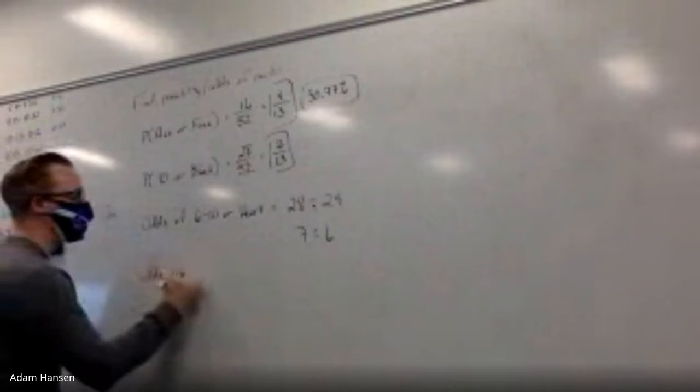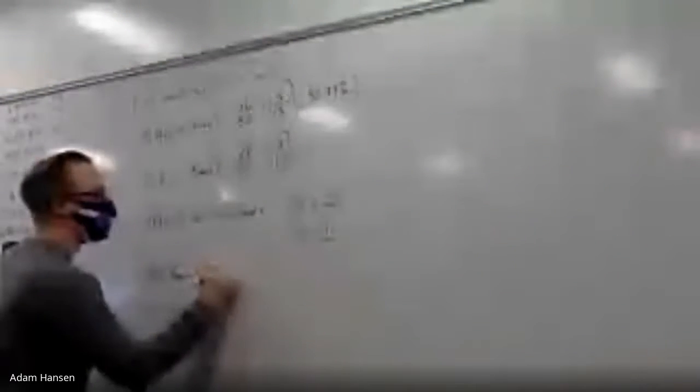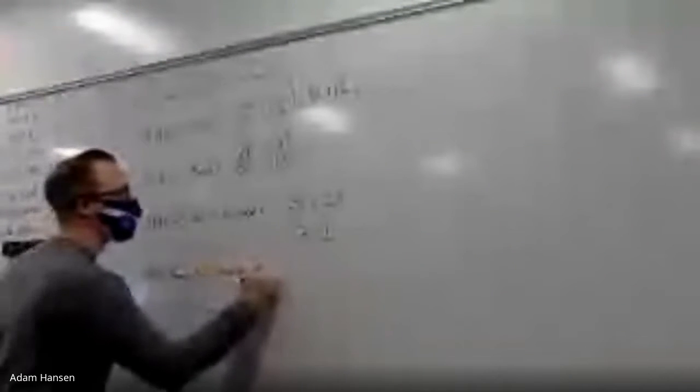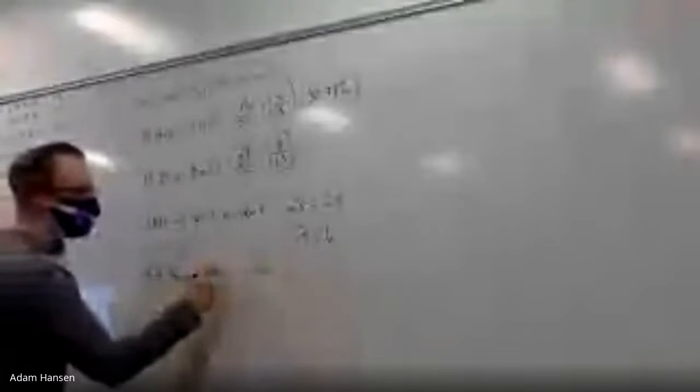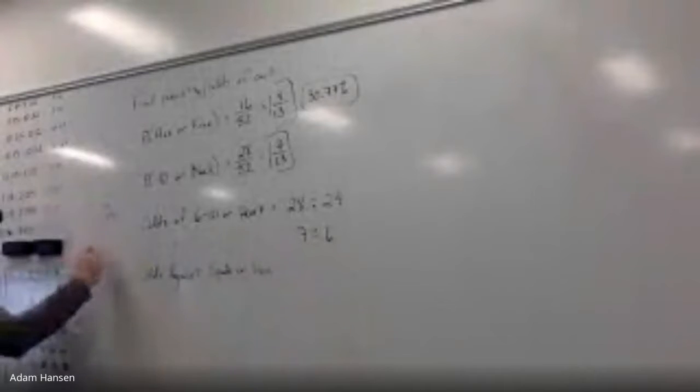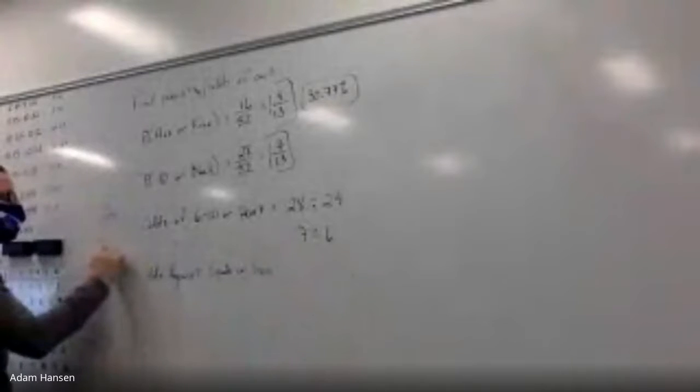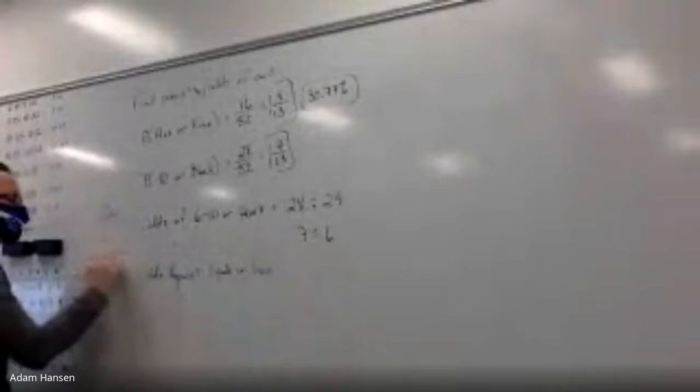Odds against spade or face. How is the odds ratio against different than the odds ratio we just did? An odds ratio against some event isn't favorable to unfavorable. It's the reciprocal. List all the unfavorable outcomes first.